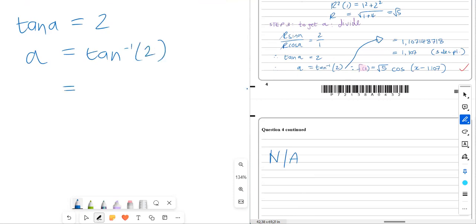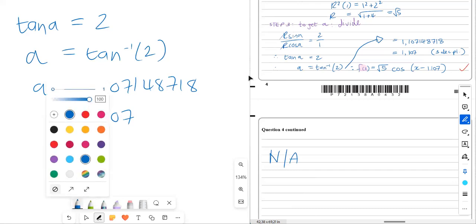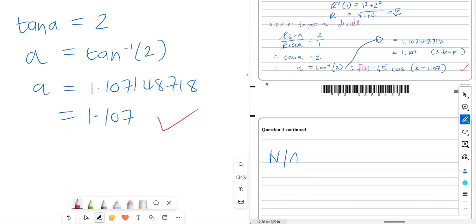I get, don't forget radian form, 1.107148718 on my calculator in radians. And they ask for 3 decimal places, so just round it off, 1.107. Okay, you don't have to write 3 decimal places there, that's just from my working. So that's the answer. Alpha is equal to 1.107, and R was root 5. Okay.